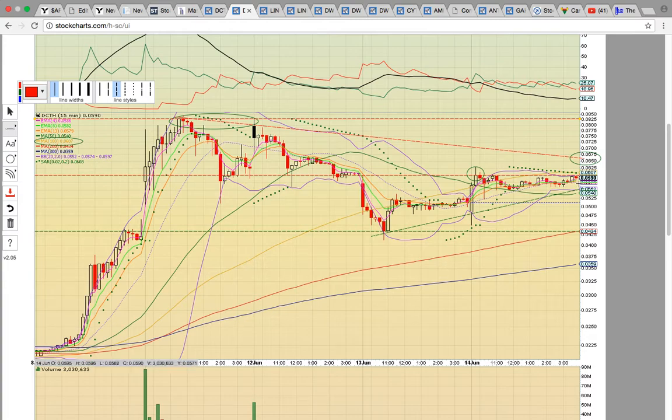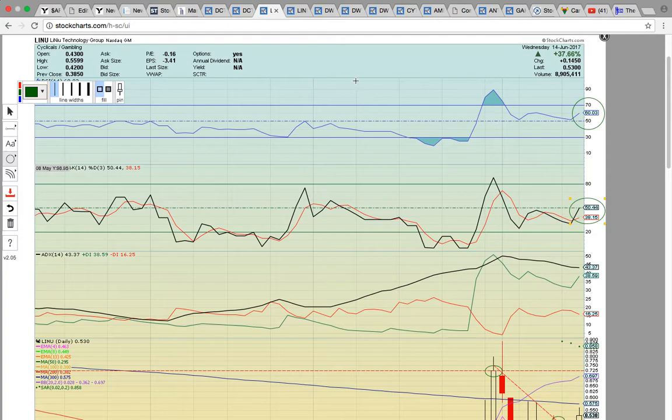If resistance fails to break tomorrow and there's a drop, it's going to be really important that this 50 simple moving average holds, currently at 0.054. So that will be the big support level. If you see a break below 0.054 tomorrow, then you could see a big drop down to this 200 simple moving average at 0.0434. So we're looking for more follow through for DCTH tomorrow.